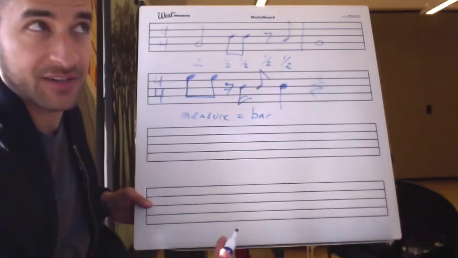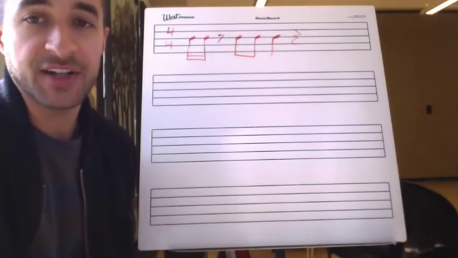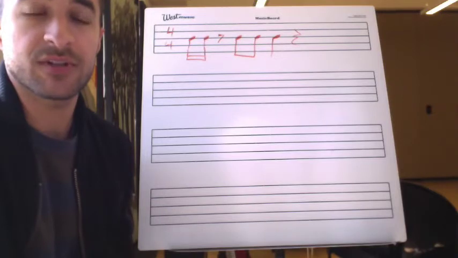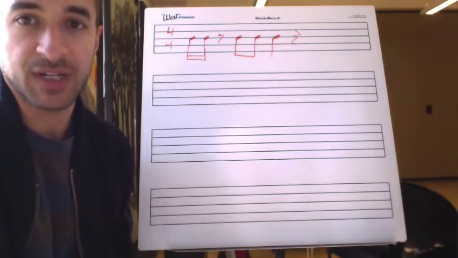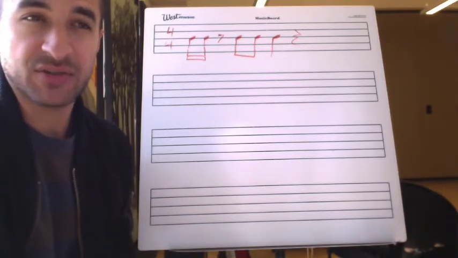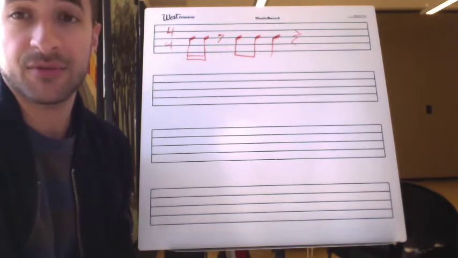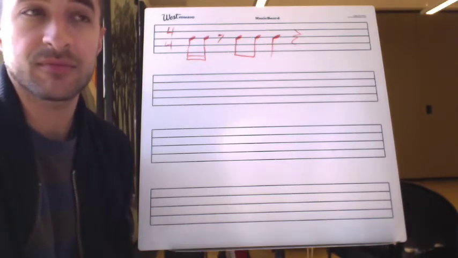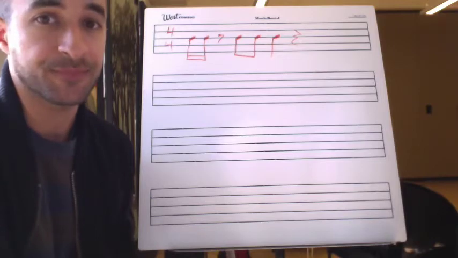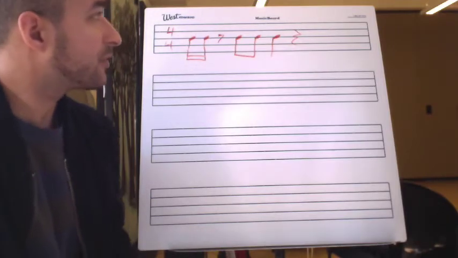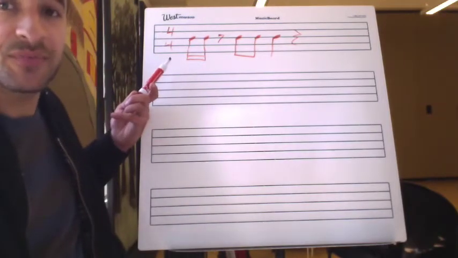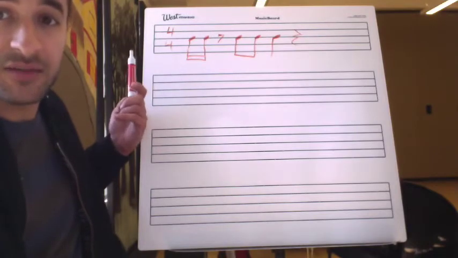Now that's all fine and good that we understand what the different note values and rest values mean, but it doesn't necessarily help us to play a rhythm or understand what a rhythm would sound like based on how it looks. So let's try and investigate this rhythm and figure out what it would really sound like in real time.